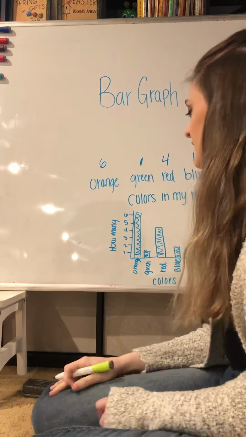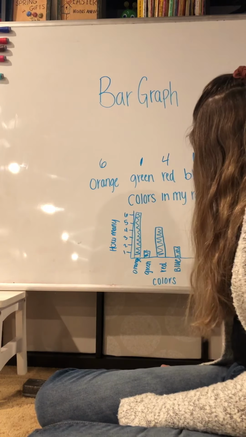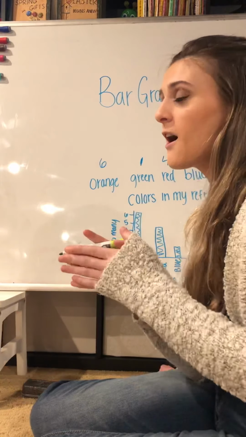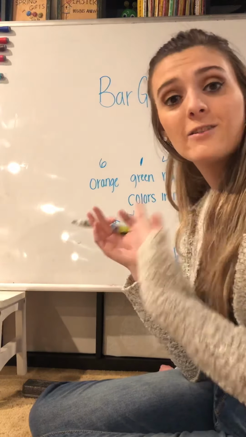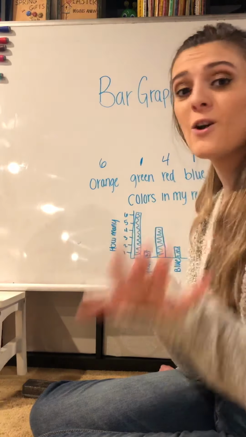And then after you've done this, I want you to look and see which has the most, which has the least, and are there any that are equal on your bar graph? So then, when you're all done with this, you can look to see how much red or orange or green things you have in your refrigerator. And remember, if you don't have these colors, you can choose your own colors for this.